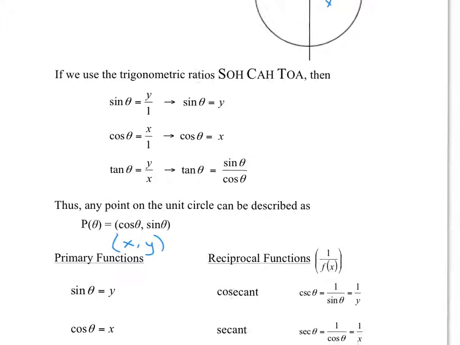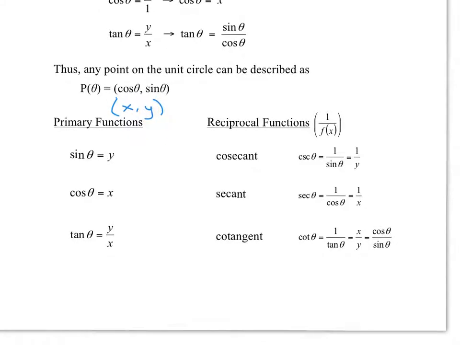Okay, so let's talk about the reciprocal functions quickly. The primary functions are sine theta equals y, cos theta equals x, tan equals y over x. So those were just described. There are new functions, reciprocal functions, which is 1 over f of x, or 1 over our original function. So cosecant theta can also be written as 1 over sine. This is the reciprocal of the sine function, and that would be 1 over y.